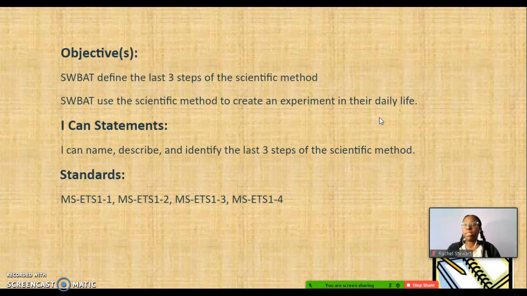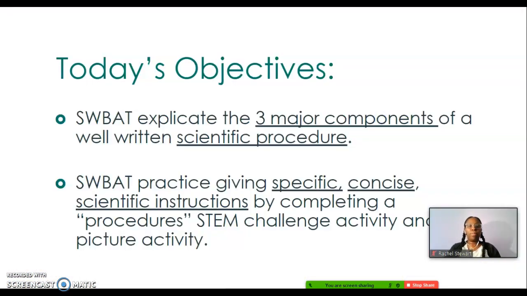All right, welcome back. Today, you will be able to define the last three steps of the scientific method, and you'll be able to use the scientific method to create an experiment in your daily life. We will also list the three major components of a well-written, specific scientific procedure, and we will also practice giving specific, concise, and scientific instructions by completing a STEM challenge activity and picture activity that goes along with our egg drop challenge, and that'll be more to come.